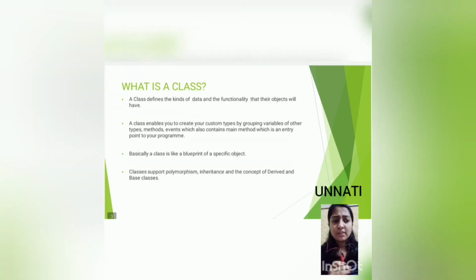Classes are user-defined data types that represent the state and behavior of an object. It includes functions, methods, variables, and objects in it. It contains the main method, which is an entry point to our class, and it is basically a blueprint of an object, and it includes polymorphism, inheritance, base class, derived class, etc.